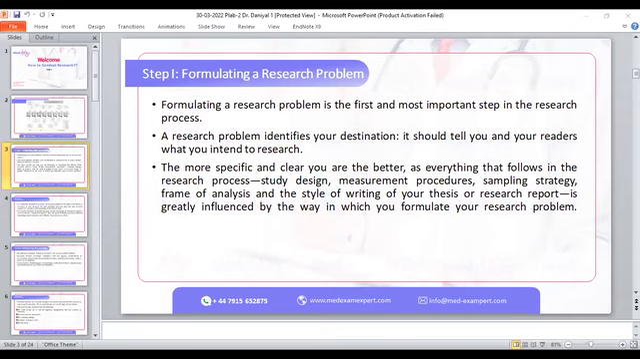Okay, so these are some boring slides. I could read them, but you can read them as well. So just read the slides. What it's basically telling you is everything that follows a research process. Okay, so it's basically a summarized form.